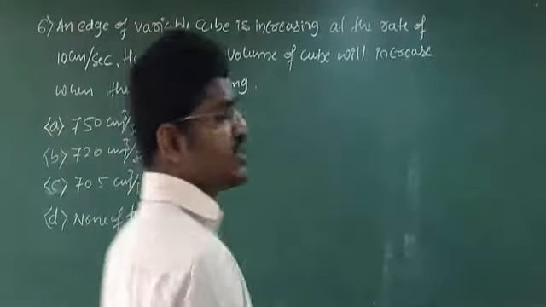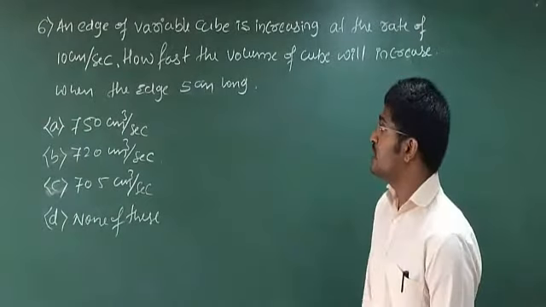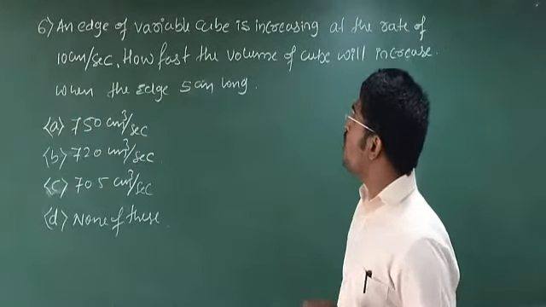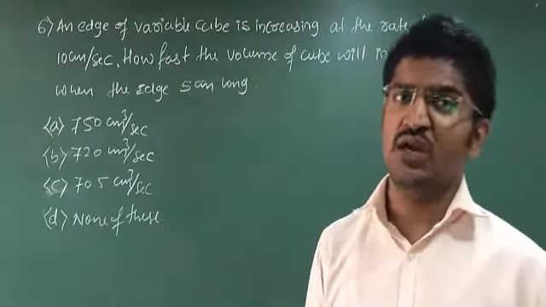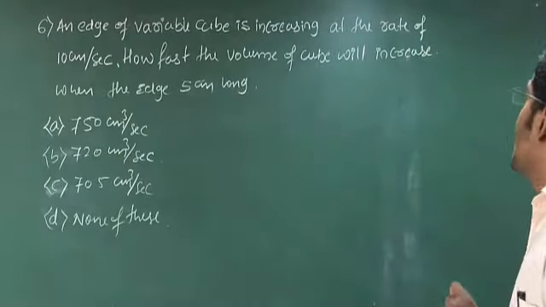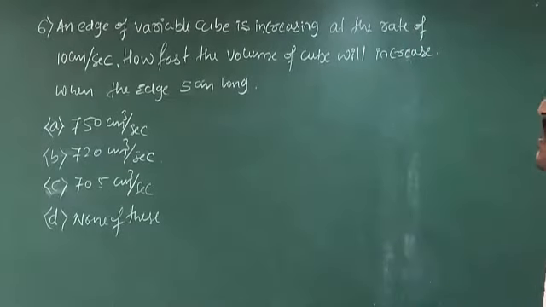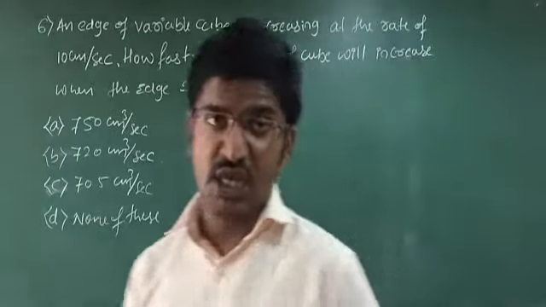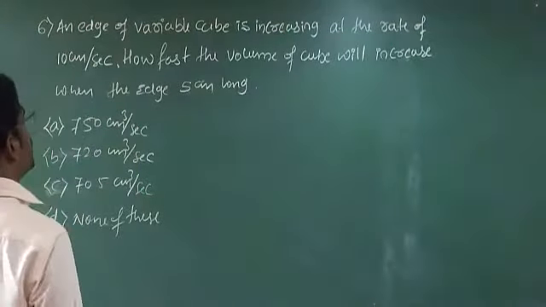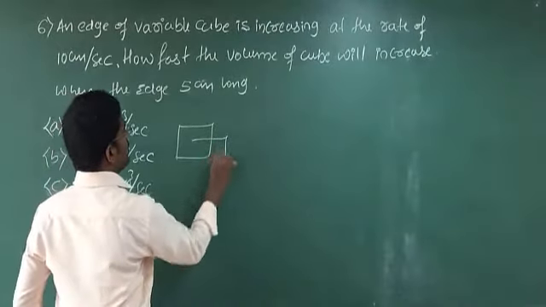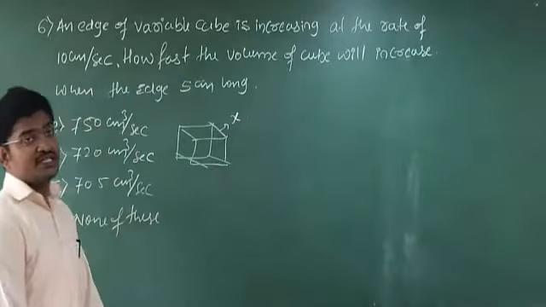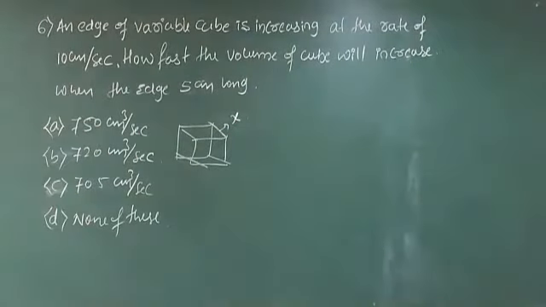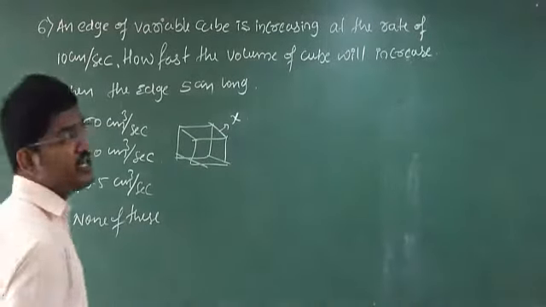Okay, students. So now let us go for the 6th problem. An edge of a variable cube is increasing at the rate of 10 centimeter per second. That means here there is a cube with edge, let us take x. Clear? So the edge of the variable cube is increasing at the rate of 10 centimeter per second.